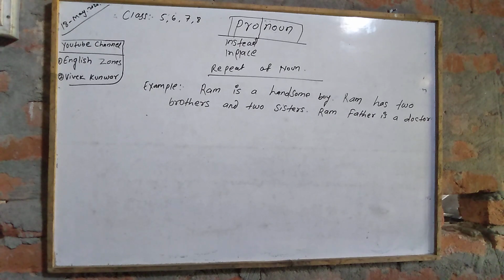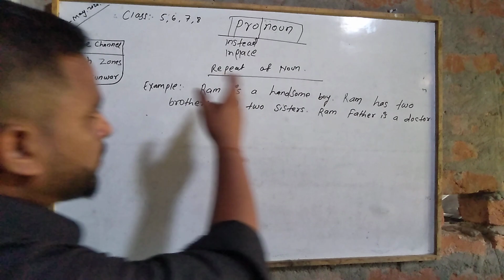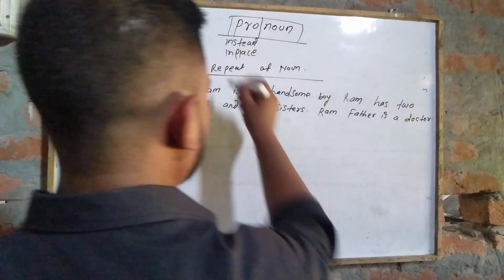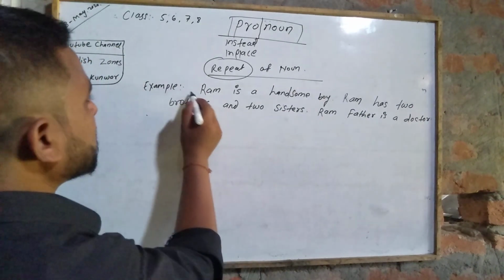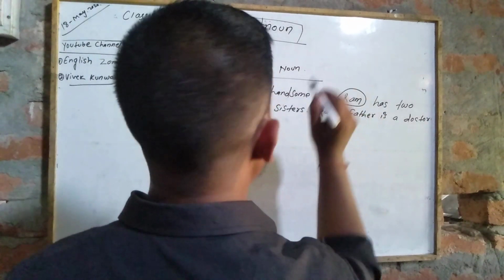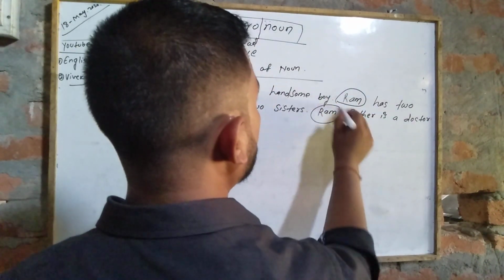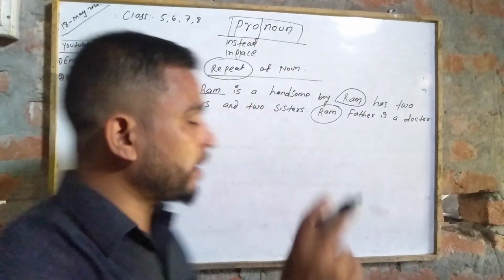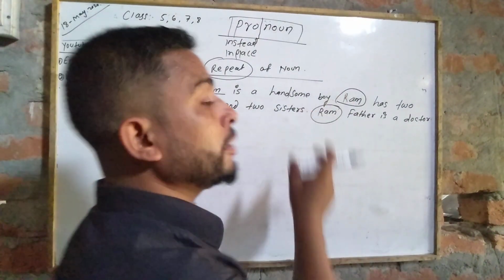You can see that all the sentences are correct, but they make bad language. Are you getting it or not? So instead of Ram, what is the definition of the pronoun? You must use it in place of a noun. Repeat of noun: Ram is, we are talking about the subject. Ram is a handsome boy. Ram has 2 brothers and sisters. You have only one name at the beginning. After the beginning, you can use a pronoun.